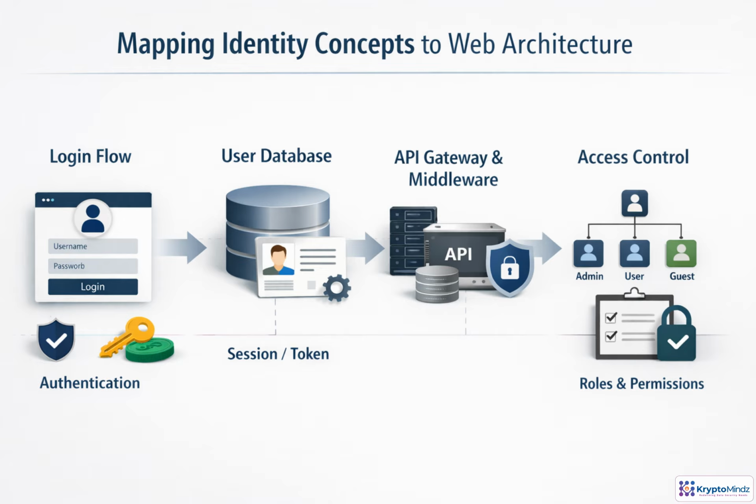In a typical web app, identity is spread across several moving parts. The login flow authenticates the person, then the system issues a session or token to carry that proof forward. The user database holds profile attributes and account state. Each request passes through middleware, an API gateway, or a back-end service where authorization is enforced. Roles and permissions decide what the user can do, but they are not the identity itself.